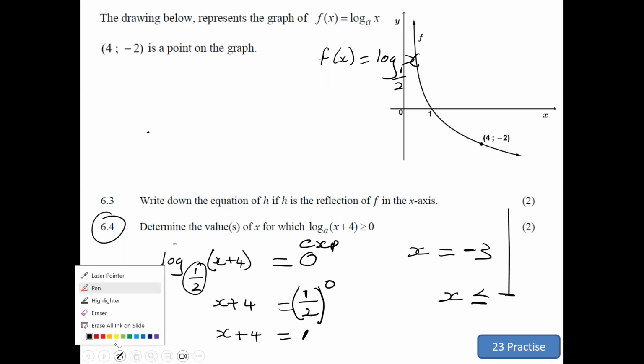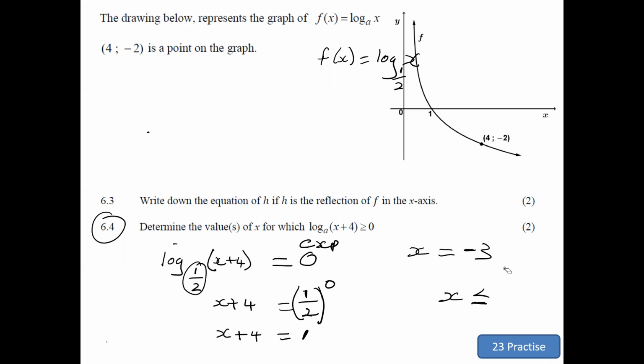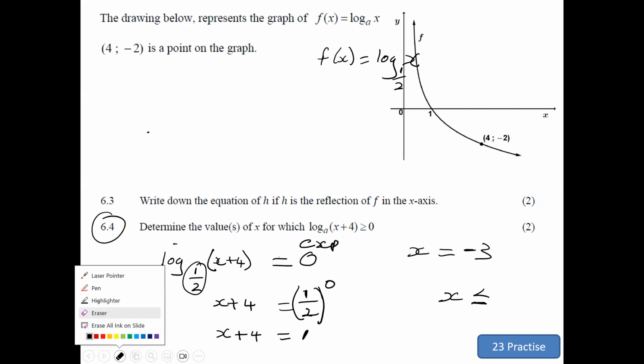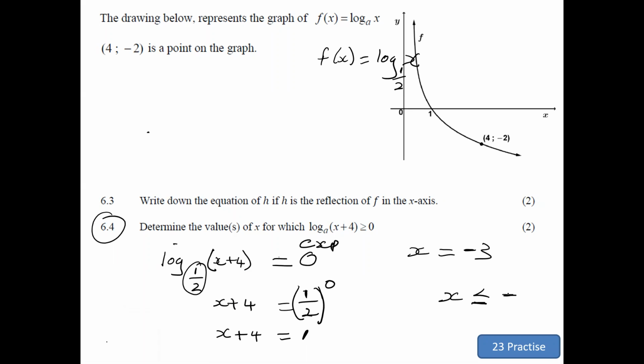Sorry, my pen is going a little bonkers at this stage. So we're going to use our minus 3, but it has to be greater than the asymptote. Remember, we need the asymptote. So the graph you're seeing on the top, the asymptote is on the y-axis. Remember this is y equal to log x base half. But if we look at this equation, what are we doing to the graph?